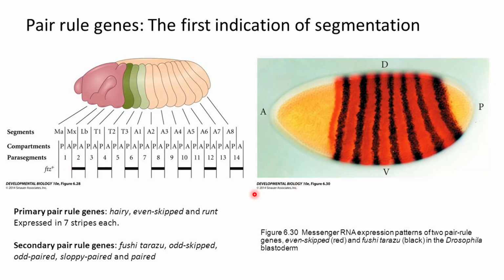So here we see pair rule genes express in alternating segments as well as in alternating parasegments. So Fushitarazu is an example of pair rule gene. Okay, so if you see here even skipped and Fushitarazu, this is an expression profile here. We can see alternating stripes of red and black.